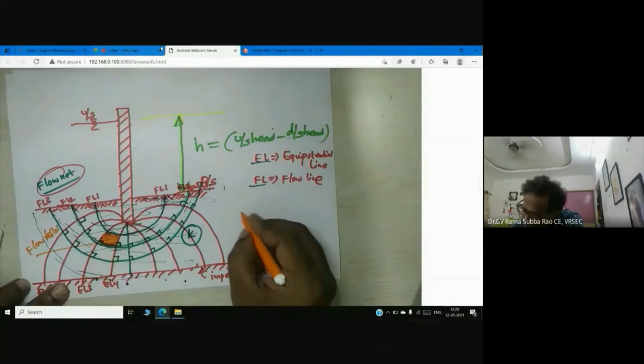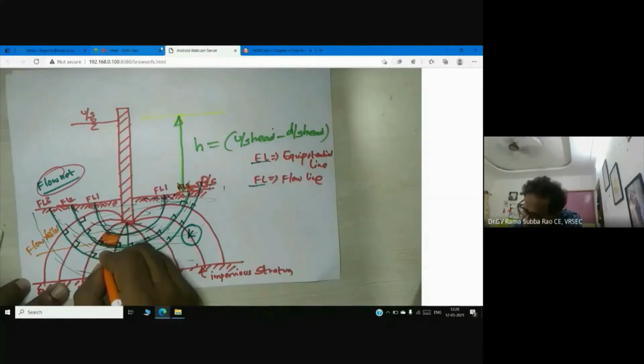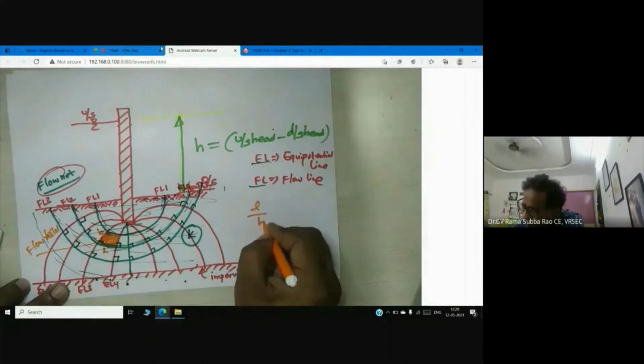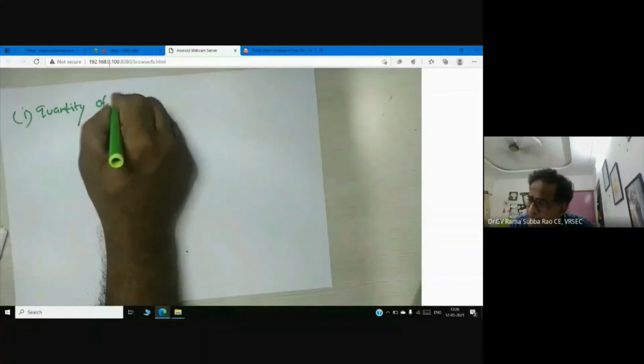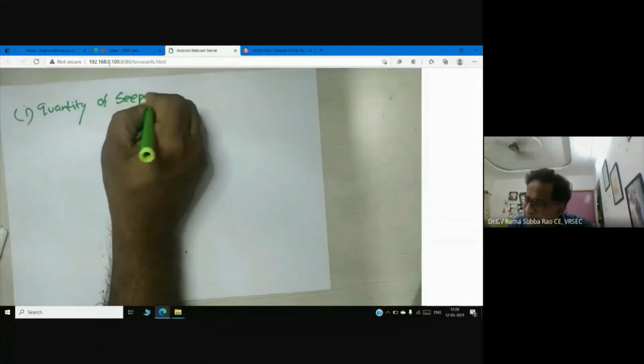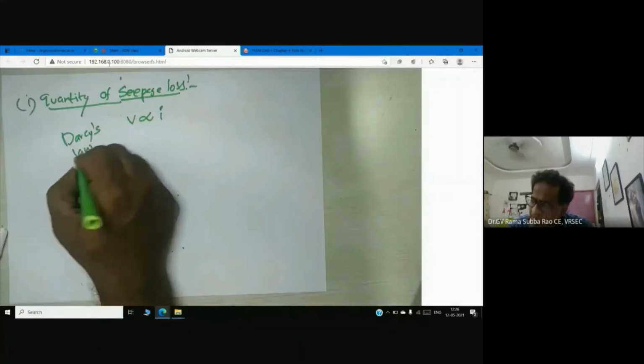If I observe here, can anyone comment what is the shape of the flow field? For example, if it is length L, if it is width B, so what is L by B? Can anyone comment now? Quantity of seepage loss.